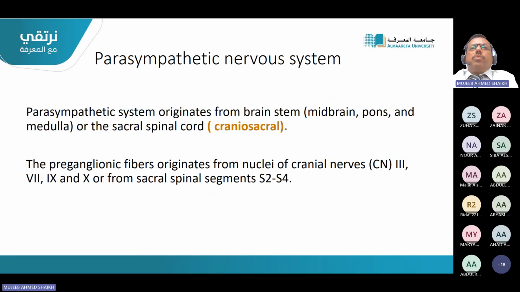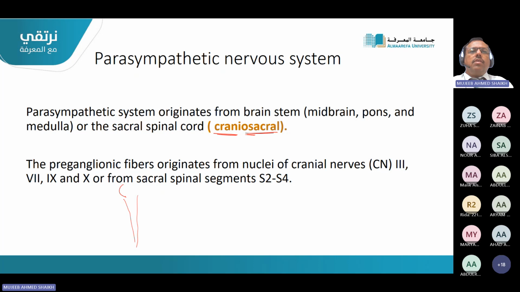Similar to that, or opposite to that, the parasympathetic division starts from the craniosacral outflow. Either it will start from the cranial nerves and supply the areas related to that region, or it will start in the sacral segment of the spinal cord and supply the muscles or organs in that region. So here again, it will be a two neuron chain system. There is a preganglionic and a postganglionic system.